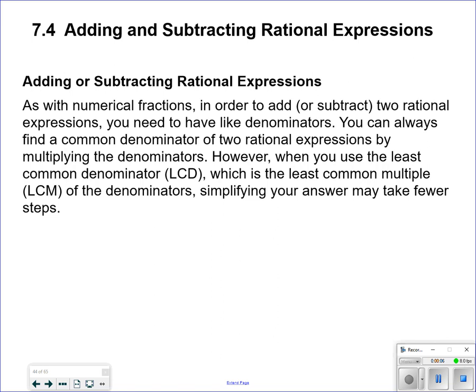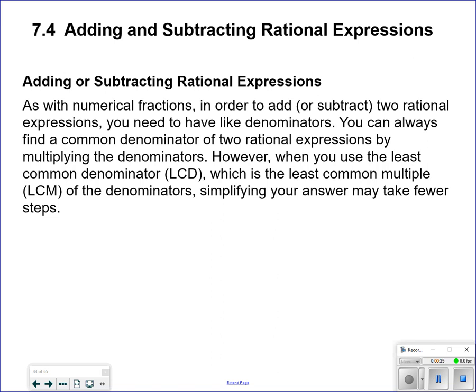Today we're going to talk about 7.4, adding and subtracting rational expressions. So this is a fancy way of saying we're going to start talking about adding and subtracting fractions. As with numerical fractions, in order to add or subtract two rational expressions, you need to have a like denominator, or a common denominator.